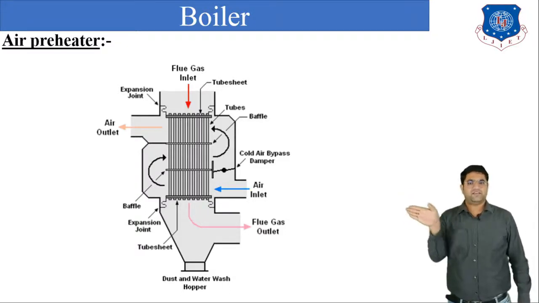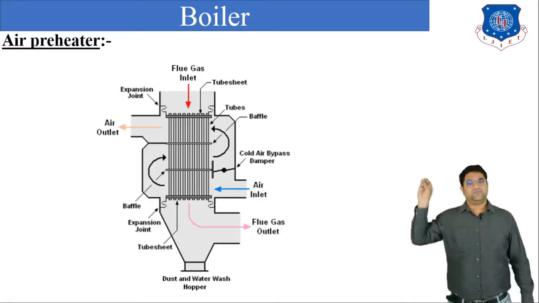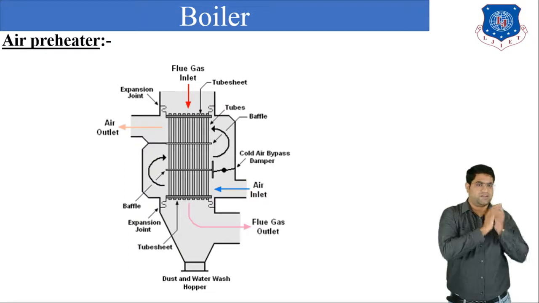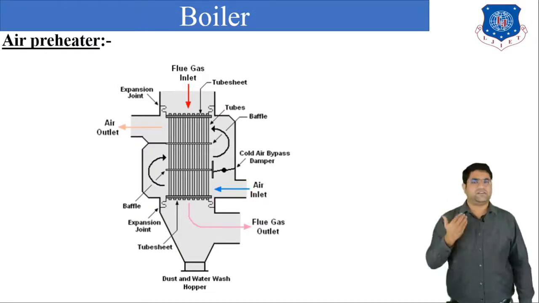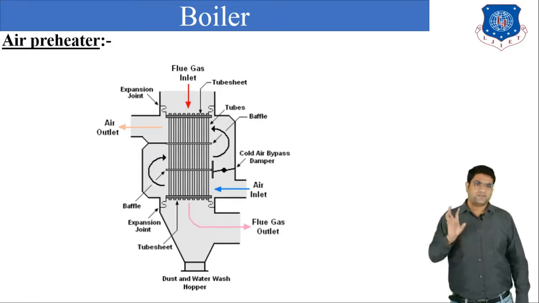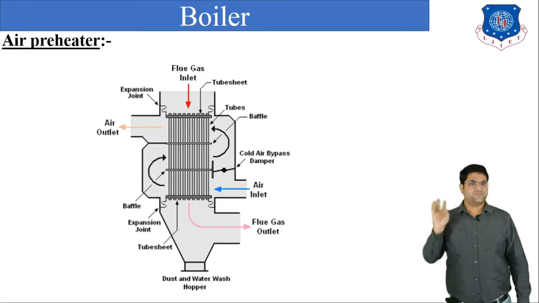From that passage the air comes into the air preheater. Now it gains the heat from the waste flue gases. So the air is preheated, and that preheated air goes to the air outlet passage, and finally we supply this heated air to the furnace. So we can efficiently run the furnace. This is the simple use of the air preheater, and here we use the waste flue gases.